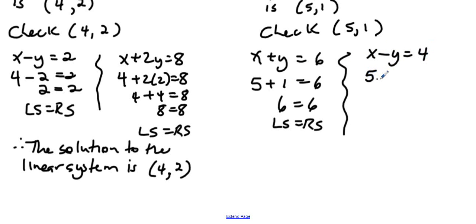Again, 5 minus 1 still equals 4. 5 minus 1 is 4. 4 equals 4. Left side equals right side. Okay. So we're going to try a harder one now, but that's the basic method of elimination. All right, so let's do a trickier one here.